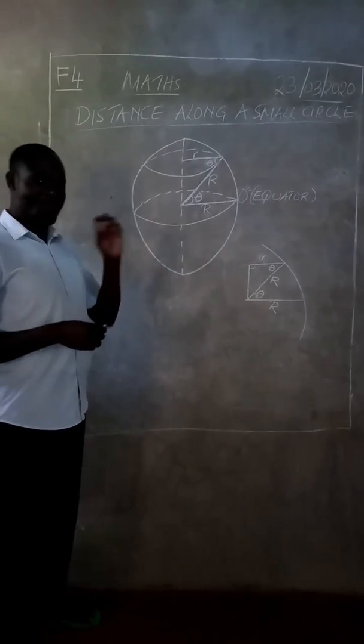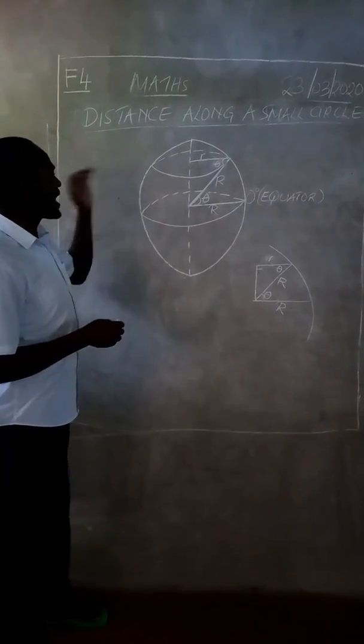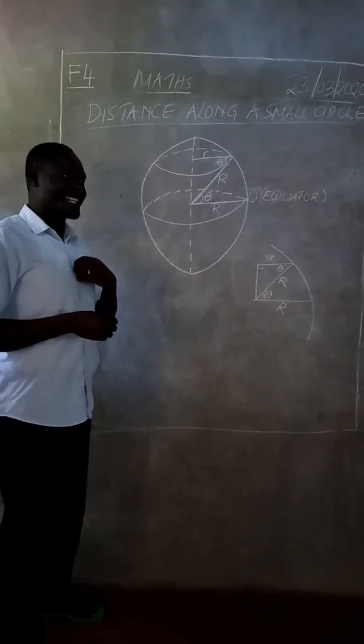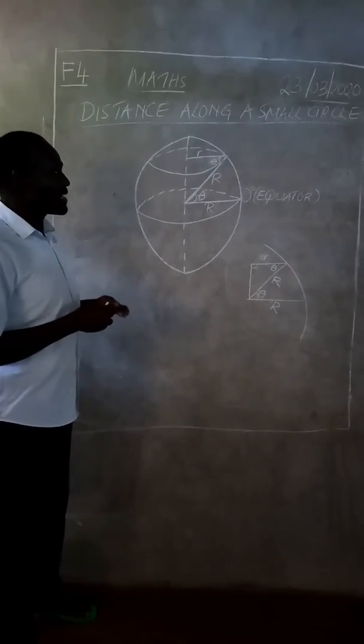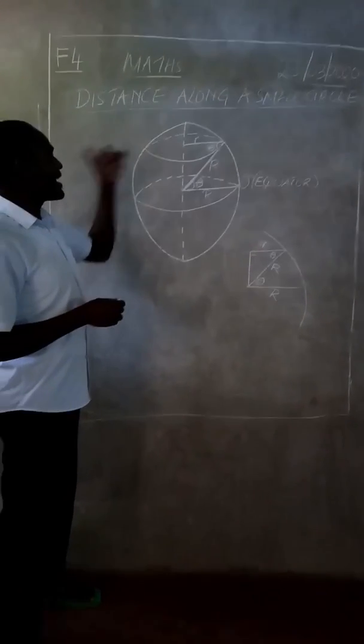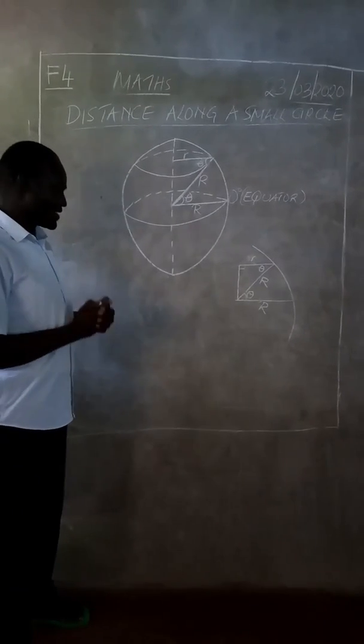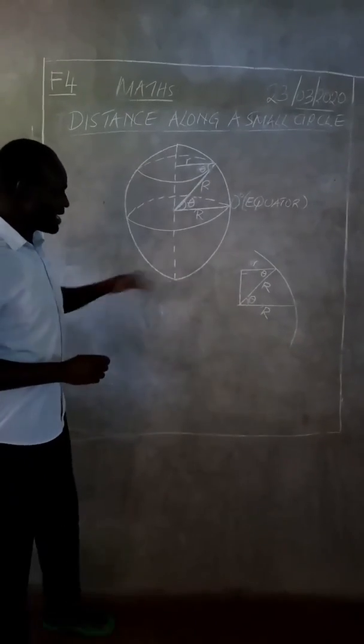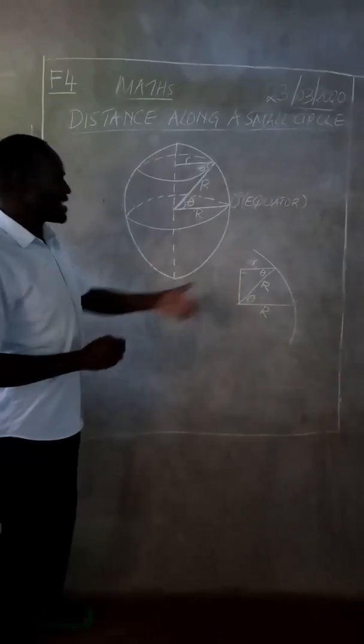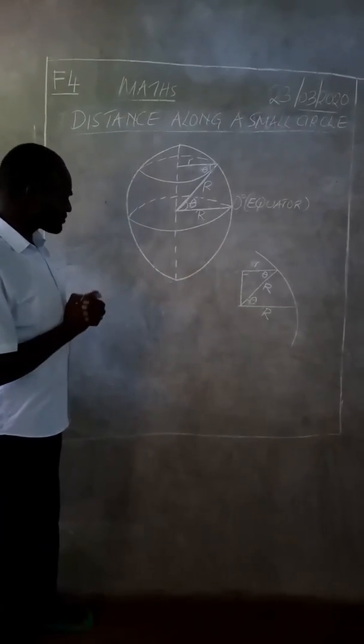We are still on Form 4 Mathematics and we are handling longitudes and latitude. Today we are going to look at a subtopic known as finding distance along a small circle. I've got two diagrams here. My first diagram is there. My second diagram is here, which I've extracted from the main diagram.